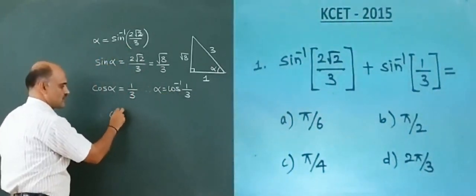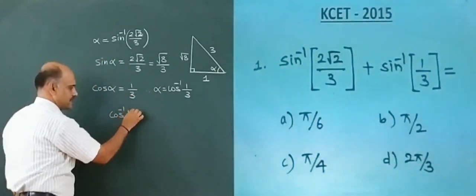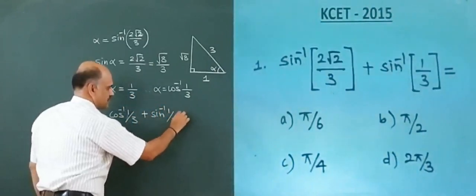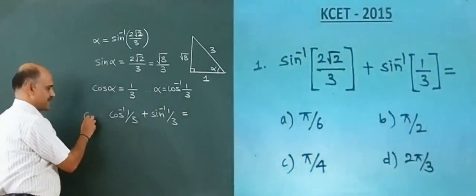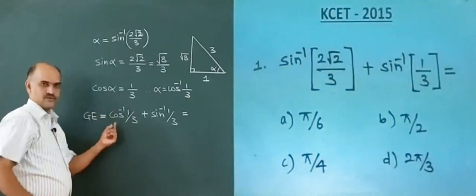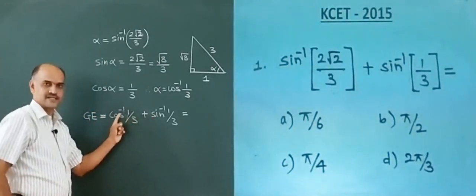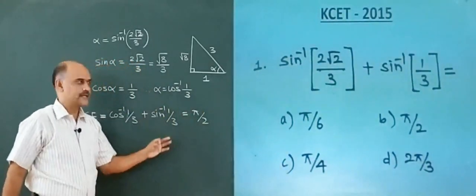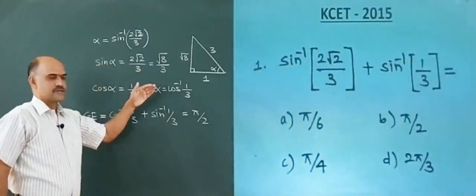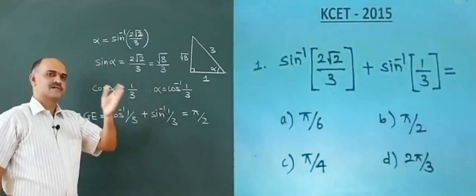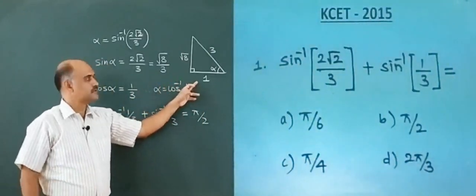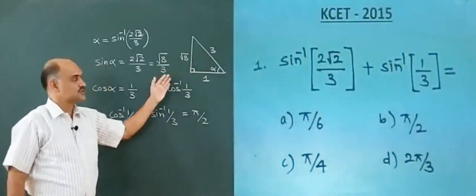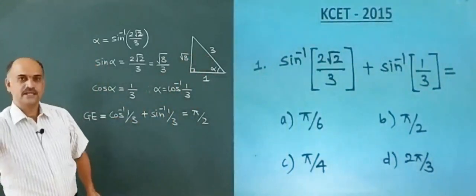Therefore, cos inverse 1 by 3 plus sine inverse 1 by 3 is our given expression. This will be equal to pi by 2, since sine inverse x plus cos inverse x is pi by 2. This is our answer. So option B is our answer. Similarly students, you can note down some Pythagorean numbers and keep them. It will be helpful. 3, 4, 5, 5, 12, 13. For such problems it will be helpful.